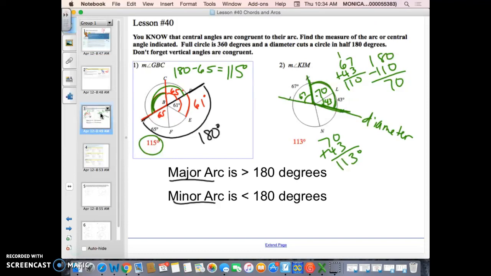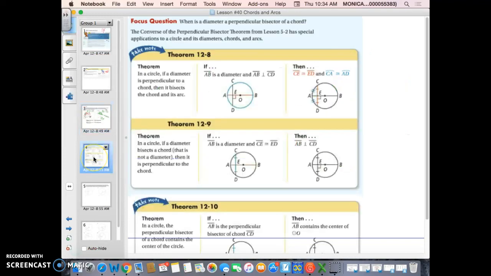Okay? So you want to finish the rest of this page, and then on the back side to number 12. Please remember that either you're finding the arc or you're finding the angle measure, the central angle. They're equivalent to each other. They're congruent to each other if the vertex is in the center.